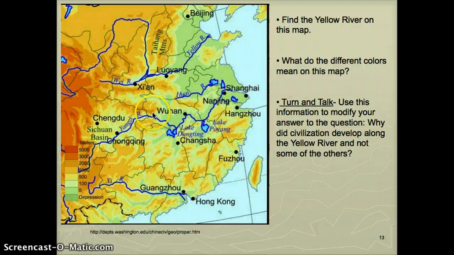So does this map change how you guys thought about that? Go ahead and have a discussion about how this elevation might change your viewpoint.